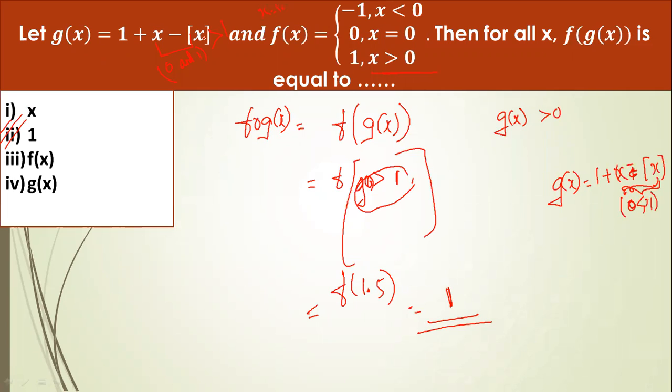x minus greatest integer of mod x lies between 0 and 1. So when you add 1 to that, it obviously becomes greater than 1. We need to find f composition g of x. This g of x is always greater than 1, so in place of g of x I am taking a value greater than 1. So what happens to f when the value is greater than 1? It is always 1. So my correct option is option 2.